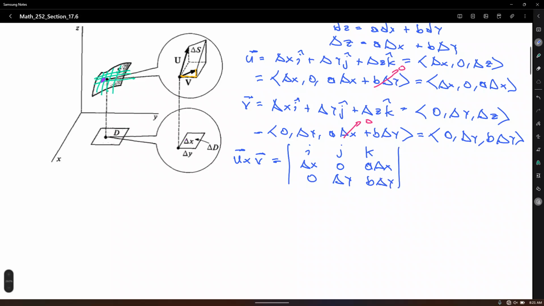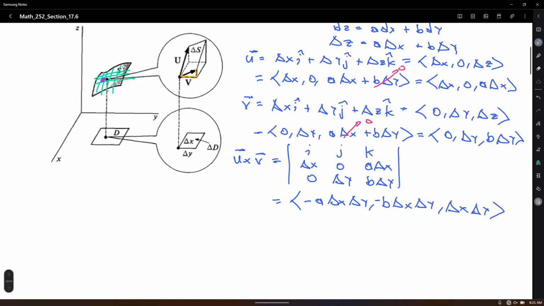All right. Well, I'm not going to do the entire cross product here. I'm just going to give you the result, which in this case is going to be a humongous vector. It's going to be the following: negative a delta x delta y, comma, negative b delta x delta y, comma, delta x delta y. So that is the vector.